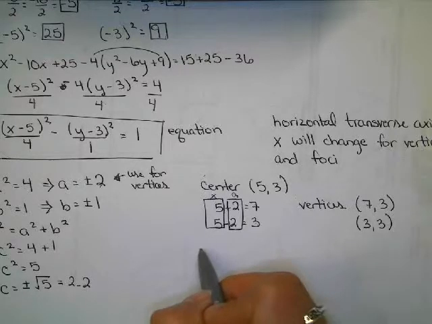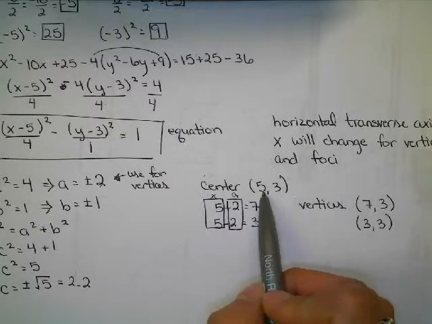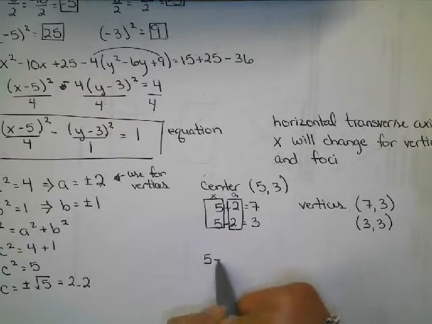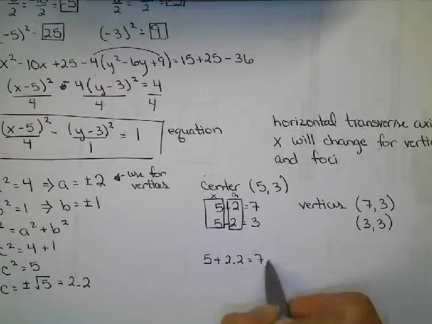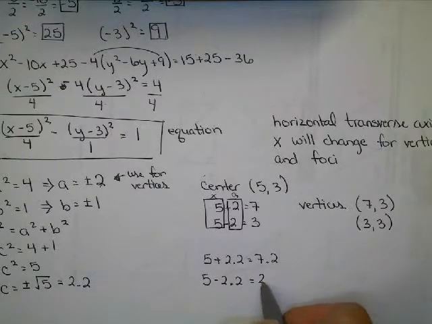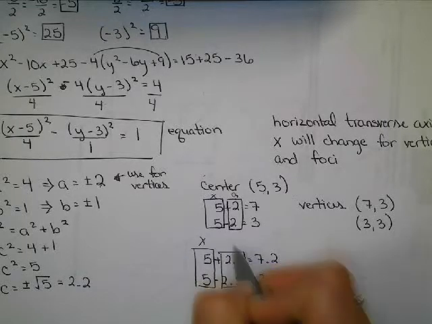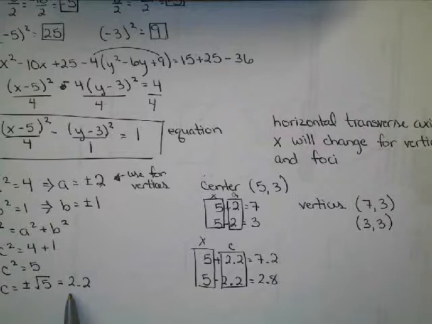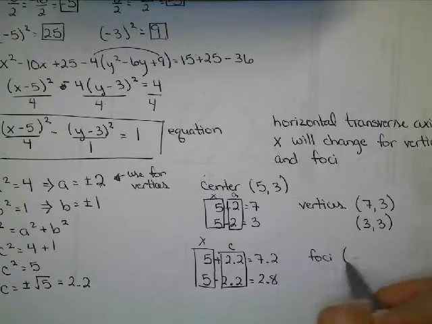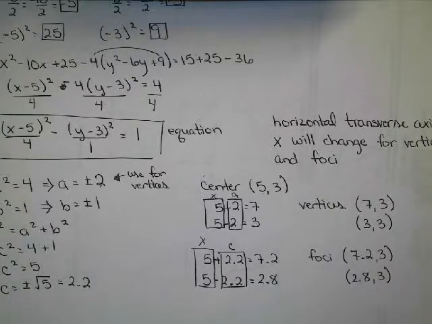And then my foci, again, the foci is also on the transverse axis, so the x's are going to change for that as well. So I have 5 plus 2.2, which is 7.2, and 5 minus 2.2, which is 2.8. Again, these are the x's from my center, and this is c for the foci over here. So then my foci are at 7.2, 3, because again the y's don't change, and 2.8, 3.